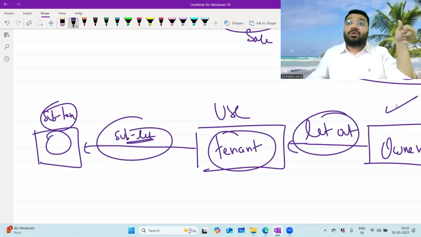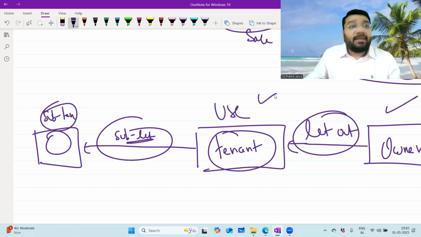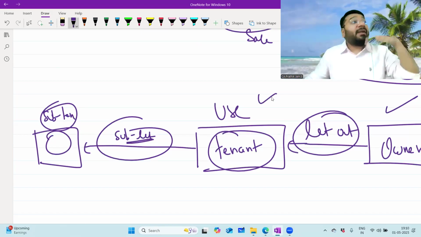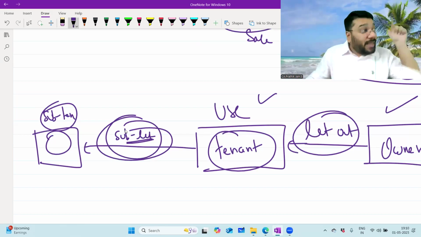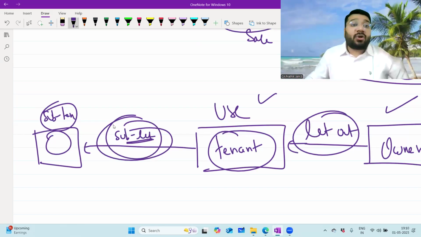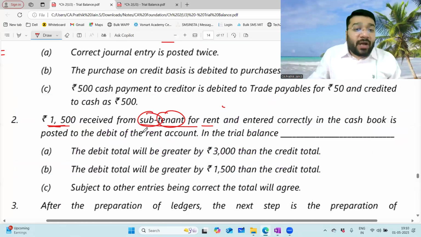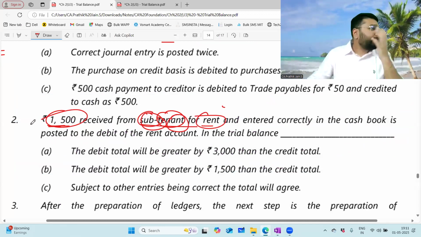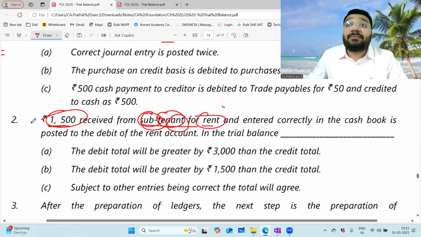Owner would have let this to one person. That person is called the tenant. Now the tenant would have been subletting this premises. The person to whom I have sublet, the teacher, is called the subtenant. So from the subtenant, I am getting a rent of 1,500. Understood? So for me, is it income or expense?